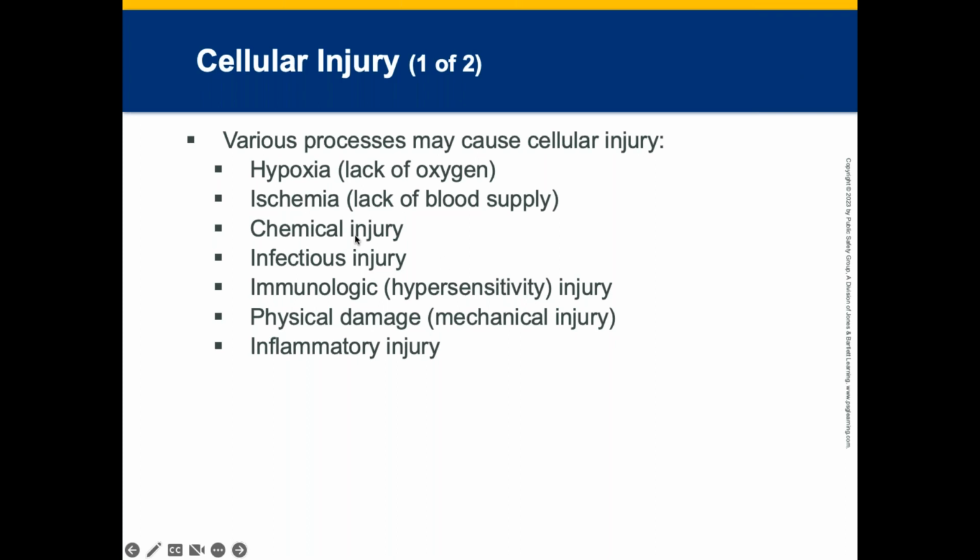All right, so let's talk about cellular injury. There are various processes that may cause cellular injury: hypoxia, lack of oxygen; ischemia, lack of blood supply; chemical injury; infectious injury; immunologic hypersensitivity injury; physical damage, mechanical injury; or inflammatory injury, right?